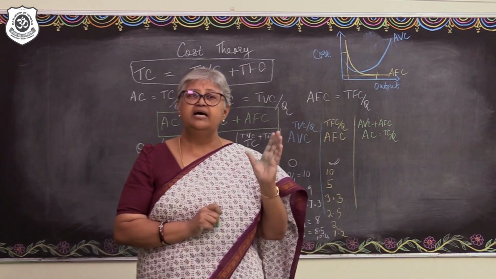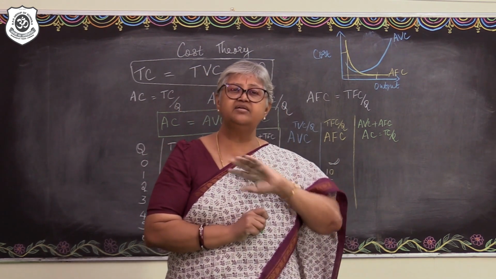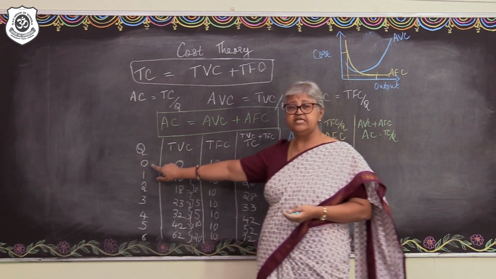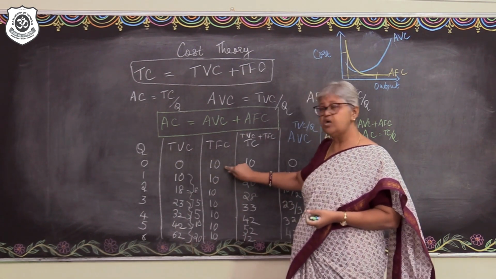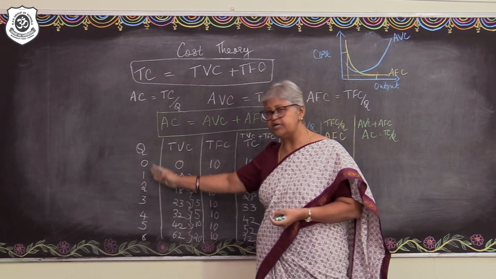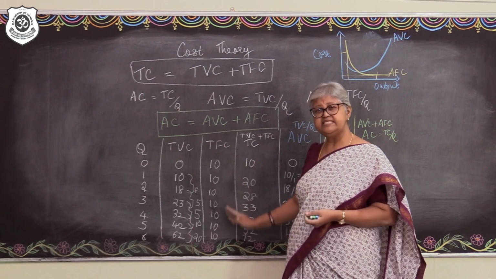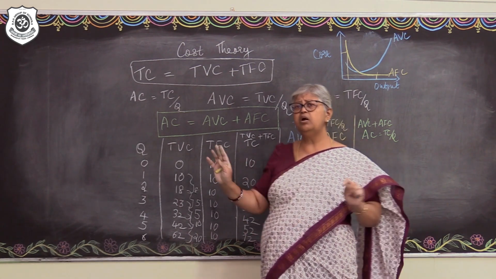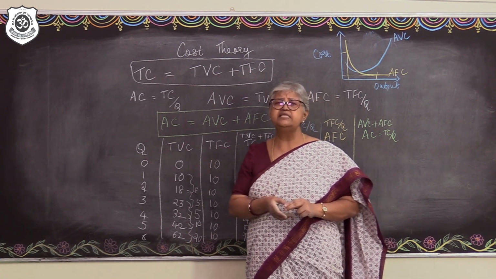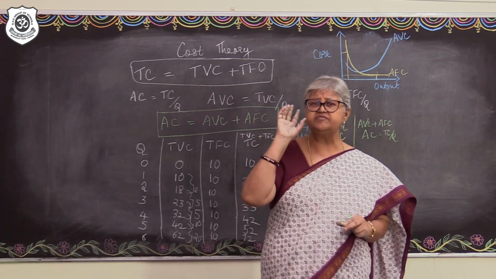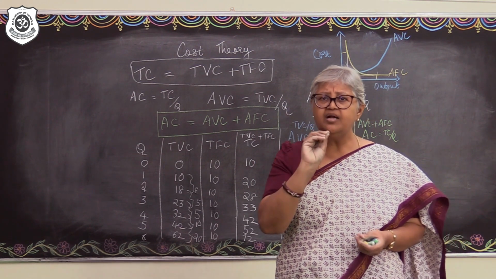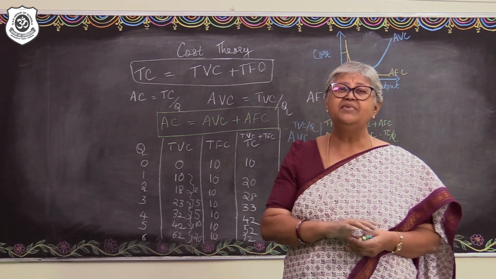Because the total fixed cost remains positive throughout. Even at 0 level of output, the total fixed cost is some positive amount, isn't it? And then as production increases 1, 2, 3, 4, the total fixed cost remains the same. So it's some positive amount at all the points of production. So though the AFC continuously falls, there is no chance for the AFC to touch the x-axis. It will not become 0, nor will it become negative.